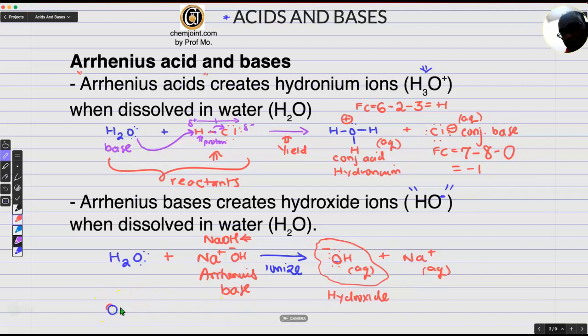Other examples will include, let's say, calcium hydroxide, potassium hydroxide. Those will give you OH minus when dropped in water.